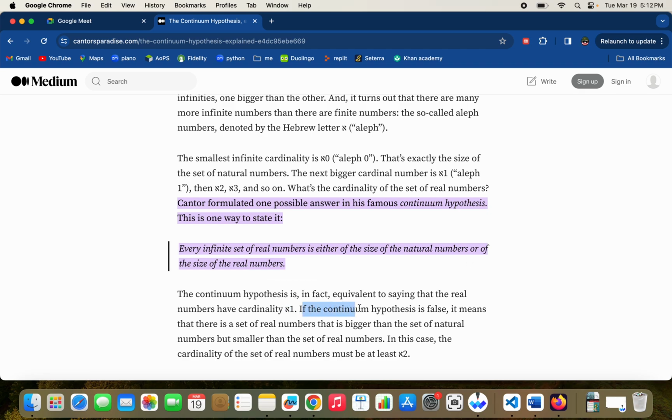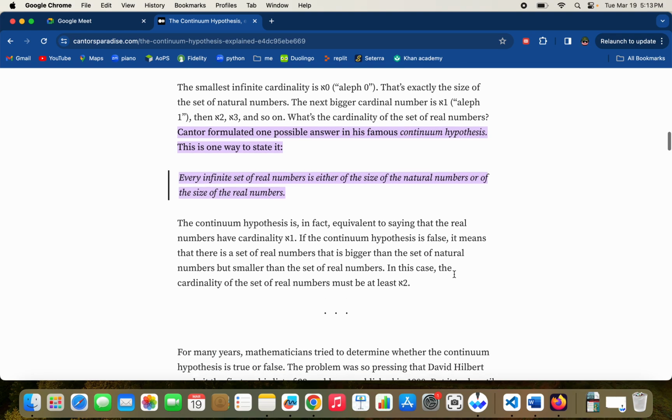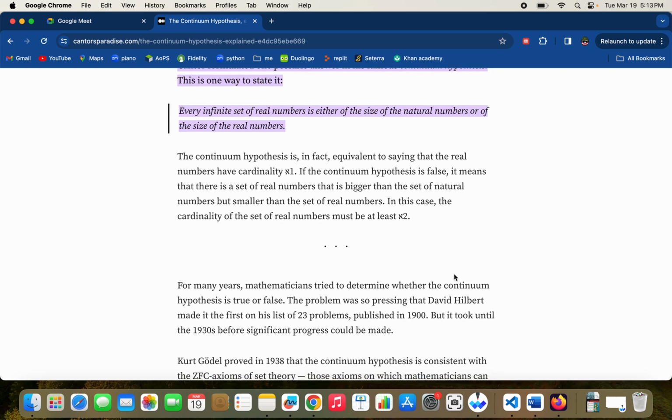If the continuum hypothesis is false, it means that there's a set of real numbers that's bigger than the set of the natural numbers, but smaller than the set of the real numbers. In this case, the cardinality of the set of the real numbers is at least Aleph 2. Whether the continuum hypothesis is true or false was so pressing that David Hilbert put it first on his list of 23 problems, in 1900.